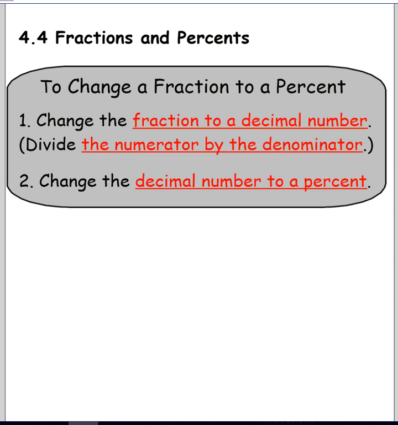So remember, to change from a fraction to a decimal, you're dividing the top number by the bottom number. And then to change a decimal to a percent, you're moving that decimal 2 spaces to the right and adding your percent sign.